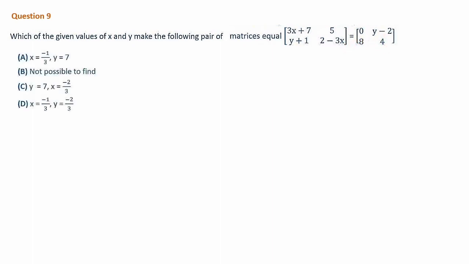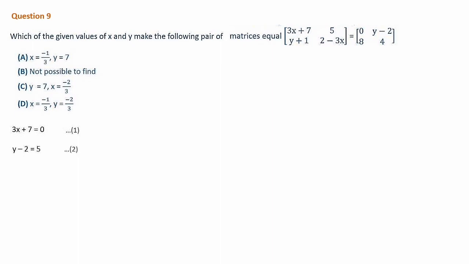So here 4 options are there. x is equal to minus 1 by 3, y is equal to 7. Not possible to find. y is equal to 7, x is equal to minus 2 by 3. x is equal to minus 1 by 3, y is equal to minus 2 by 3. Among these 4, which is the appropriate option that we have to choose? Since it is given as equation, 2 matrices are equal, means their corresponding elements will be equal, means 3x plus 7 will be equal to 0.